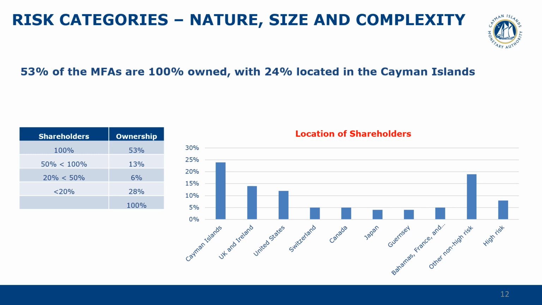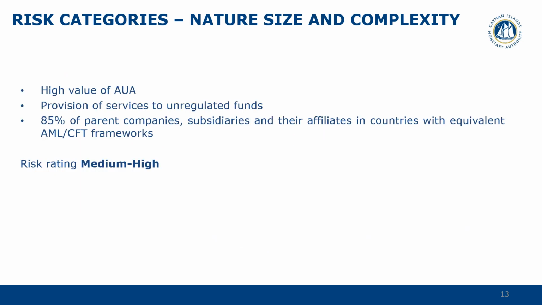So the overall risk assessment for the nature, size and complexity of the MFA sector was medium-high. That took into account the risks associated with the high value of assets under administration and the fact that services are provided to unregulated funds, although it could be argued the involvement of a regulated MFA goes some way to mitigate that risk. It was also taken into account that actually 85% of parent companies, subsidiaries and affiliates are in countries with equivalent AML CFT frameworks. So taking all those factors together, the overall risk was deemed medium-high.